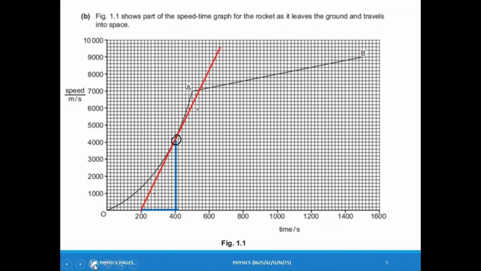I can just say that the first point is this one, which has 200 and 0, and here on the other hand 400 and 4000. So here I can just simply say that delta y is 4000 and delta x is 400 minus 200, that is 200.